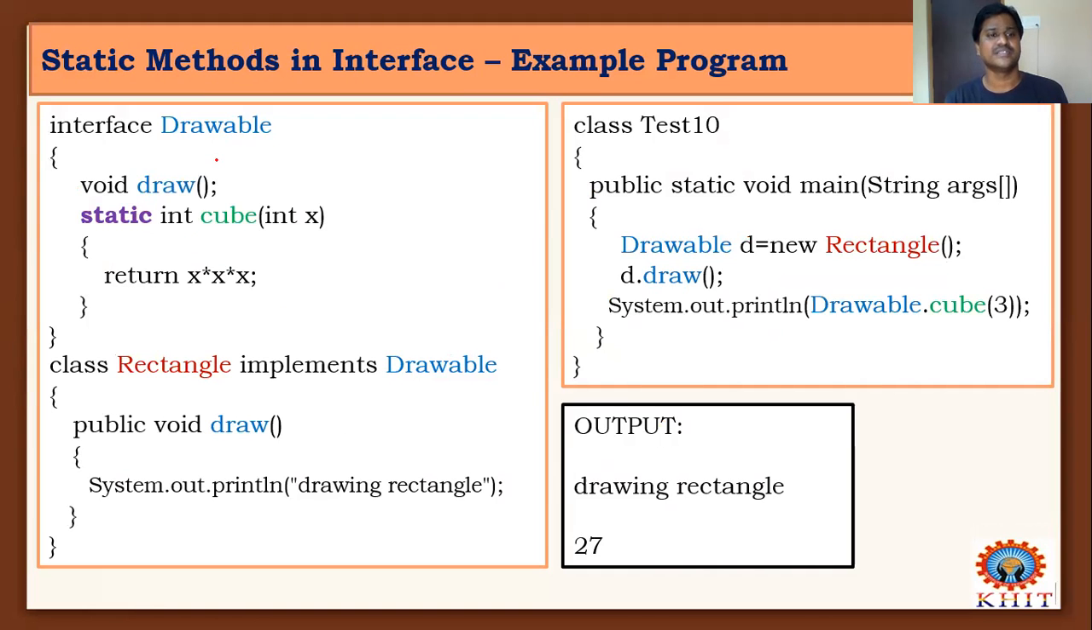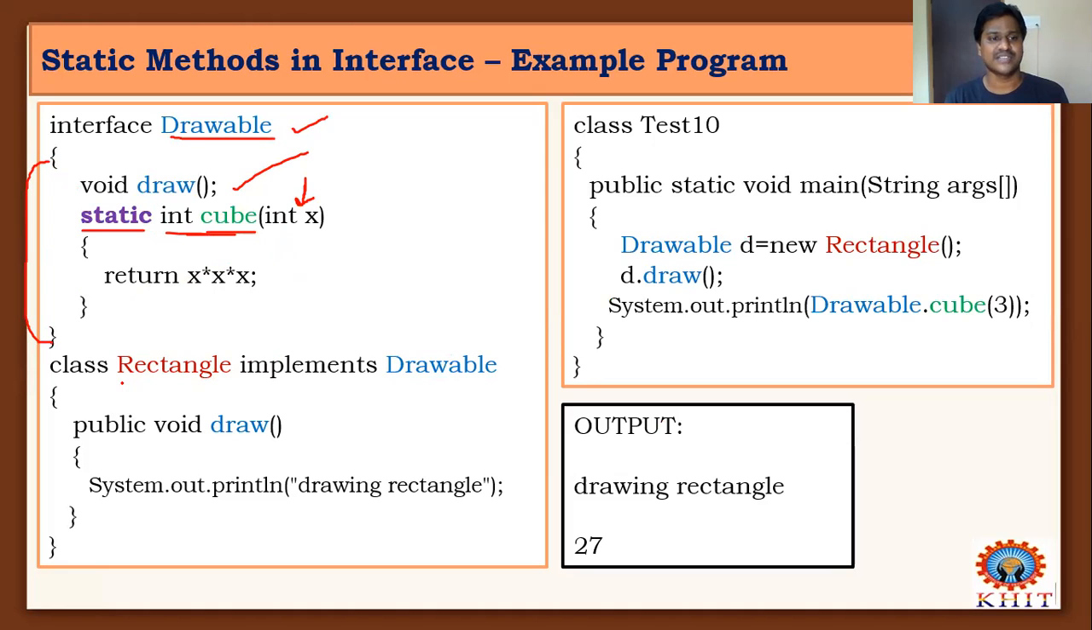So here it is, the Drawable interface with a draw method. One more method is there for calculating the cube of the given integer value. This is one method defined in the Drawable interface, taking one argument of type integer and calculating the cube of that given integer value. And we define this method as a static method in the interface. So this is the behavior of this interface Drawable.